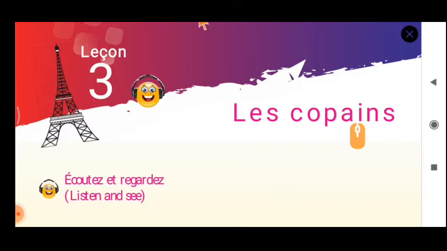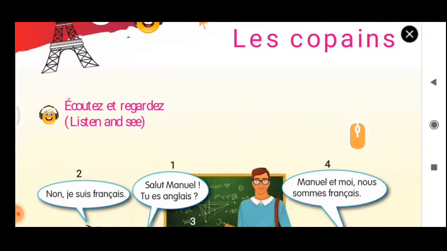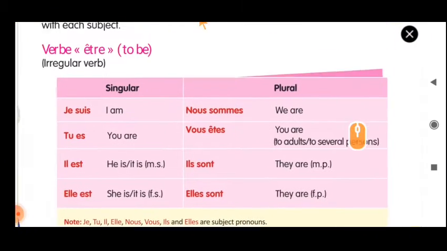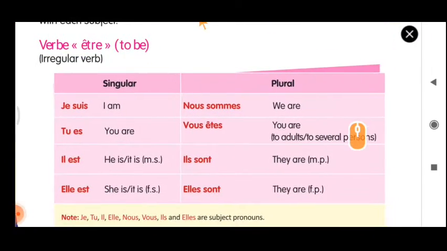So we are in lesson 3, Les Copains. From this lesson we are going to see something new, a verb which is very new to you, and this is the first verb which you will learn in 6th standard. This verb is the verb être. The meaning of this verb is "to be". If I say it like this you will not understand, so I will give you an example.